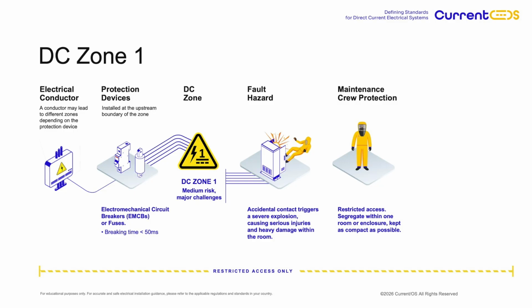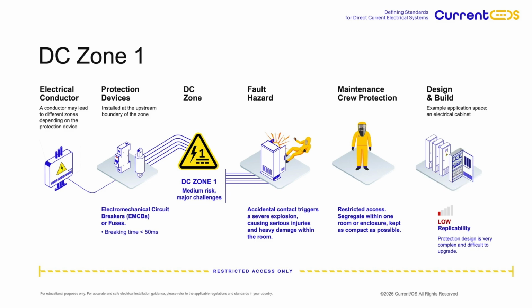This is a skilled environment where only maintenance crew can attend. It shall be segregated within one room or enclosure, kept as compact as possible. A typical example of Zone 1 is an electrical cabinet in a distribution system. Protection design is complex and difficult to upgrade.